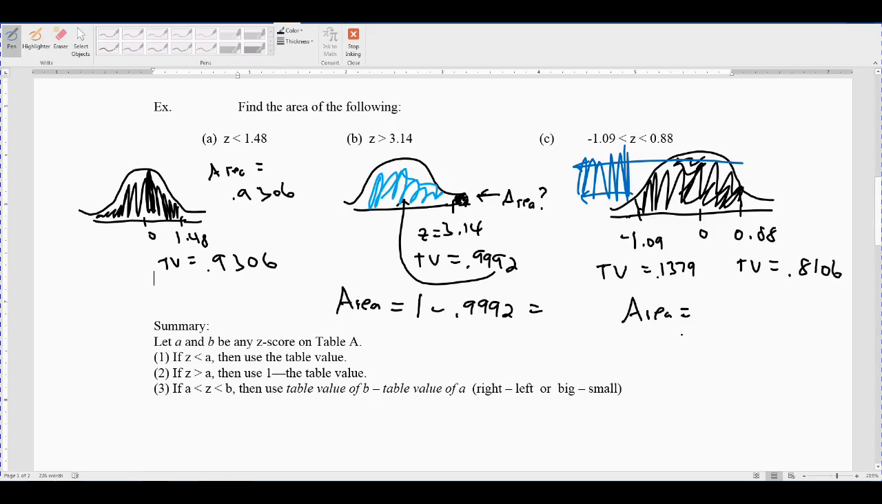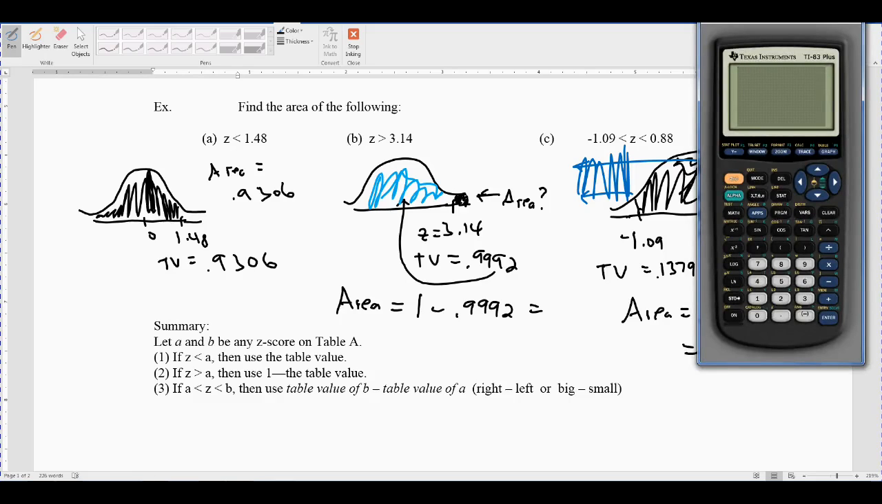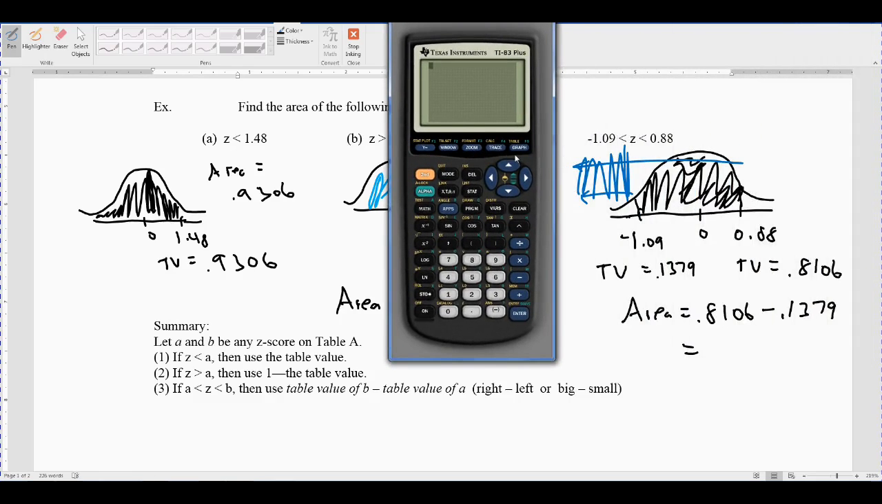So we're going to do 0.8106 minus 0.1379. We're going to take out our calculator to do that. 0.8106 minus 0.1379. We do get 0.6727. So that's the area between those two.